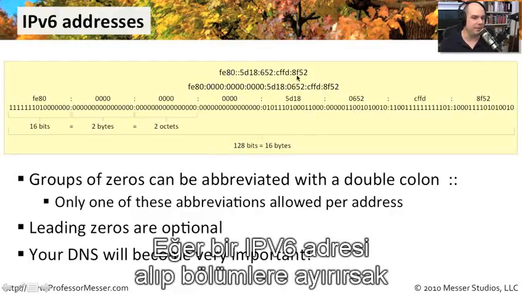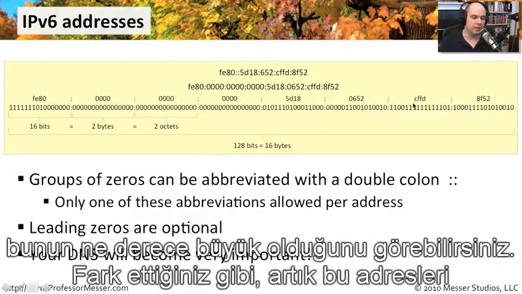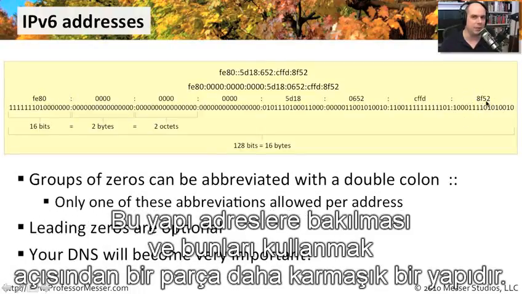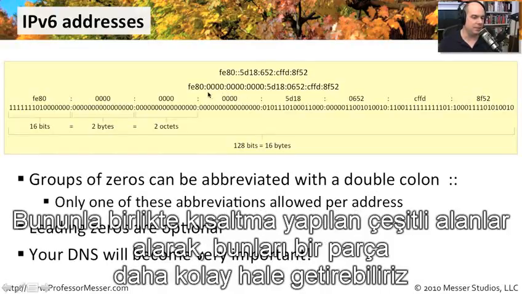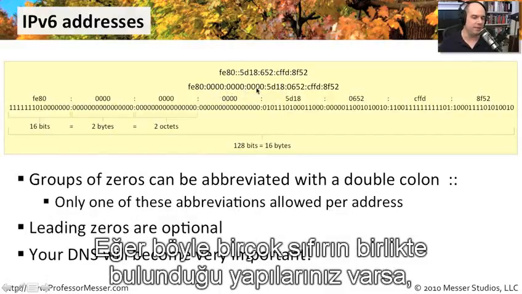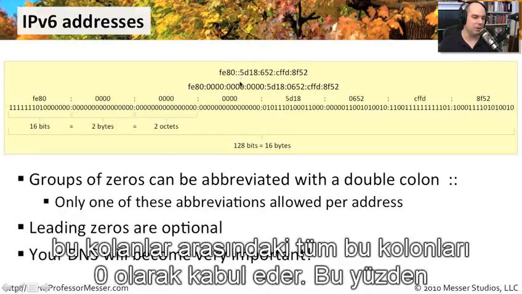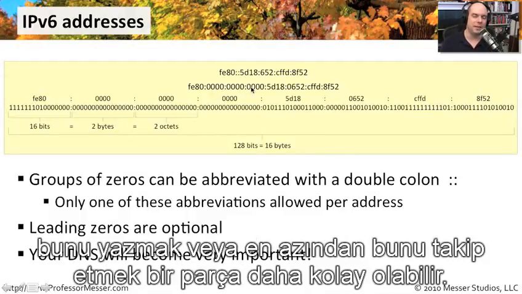If we took a single IPv6 address and we split it apart, you can start to see how big that really is. And notice that we don't represent these addresses as decimal anymore. We represent them as hexadecimal, so a little bit more complex in the way that we are looking at those addresses and referring to them. We've also got places where we can abbreviate this to make it a little bit easier. If you have these runs where you have a lot of zeros strung together, you can collapse that into 2 colons here, and it just naturally assumes that everything between those colons is all zeros, so that sometimes will make it a little bit easier to write or at least keep track of those.